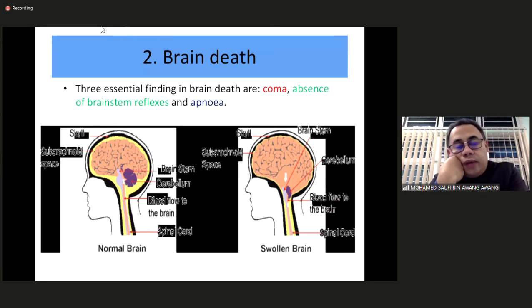And how to diagnose? You need to have these three conditions. Number one, the patient must be in a coma. Number two, your examination must show that the patient has no evidence of functioning brainstem reflexes, meaning basically absence. And the third one is apnea, the patient is not breathing. So these are the three preconditions before you decide whether the patient is brain dead. It means that on examination the patient is in a coma, the brainstem reflexes are no longer present, and the patient cannot breathe, apnea.